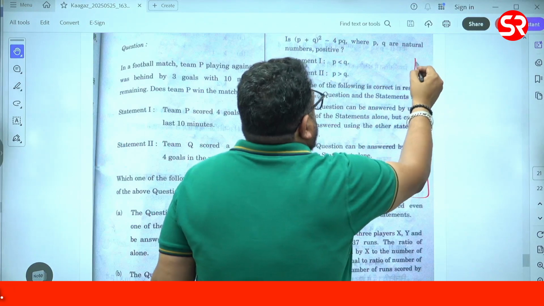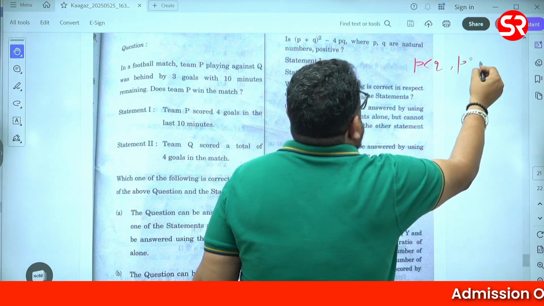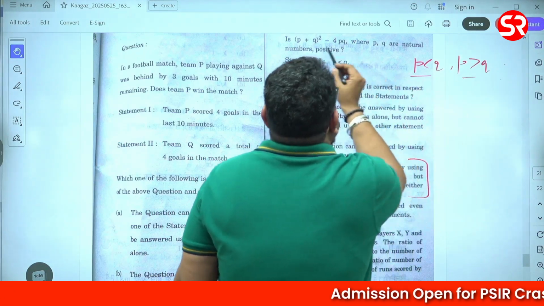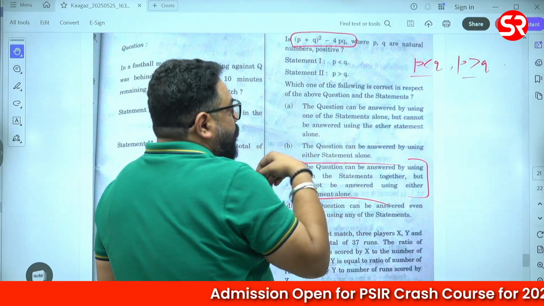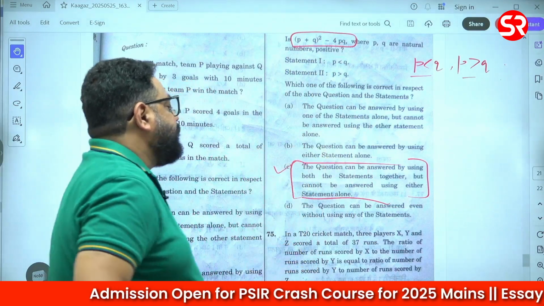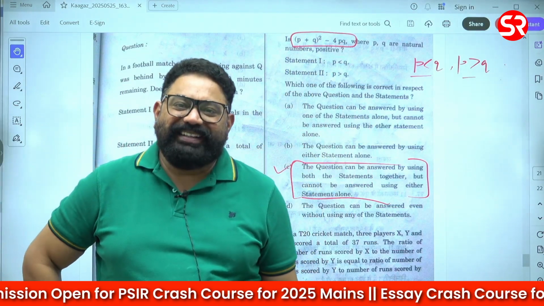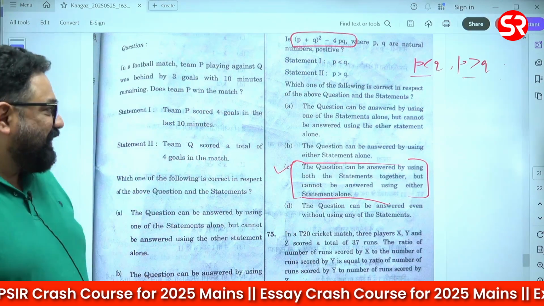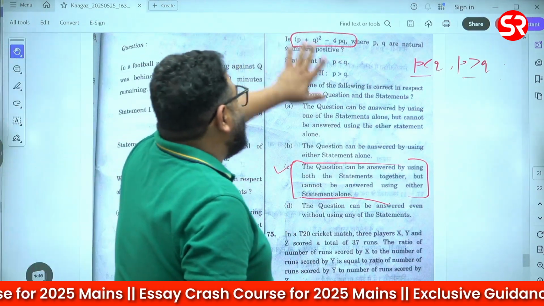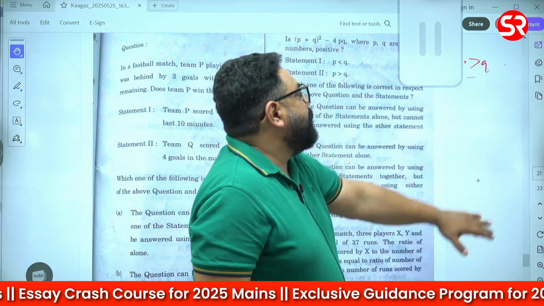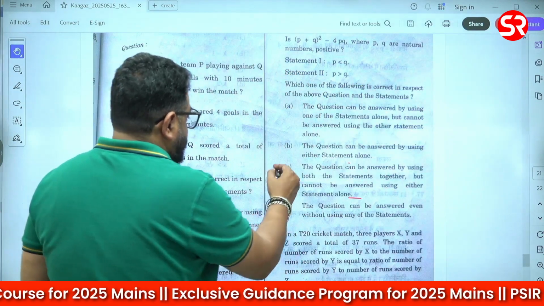Why? You have to have either p is less than q or p greater than q, in that case definitely this will be positive. So take your answer as C or D. Let's see what UPSC serves us next year. We have to wait, right? So I would go for C. I think I would go for C.